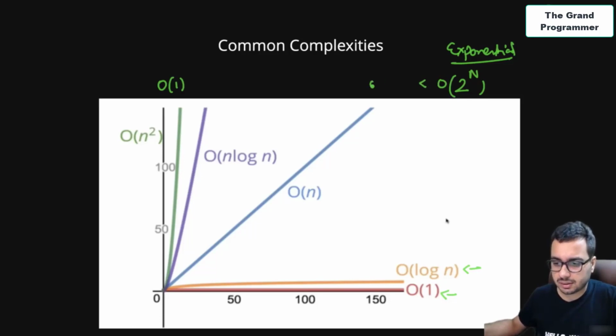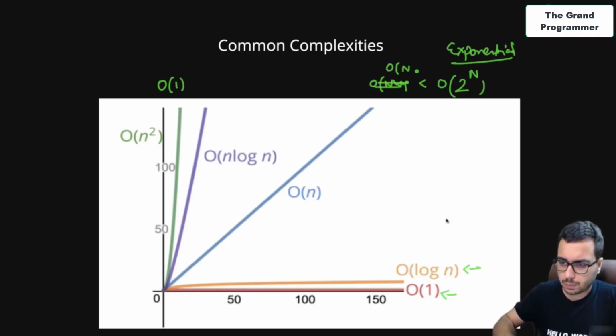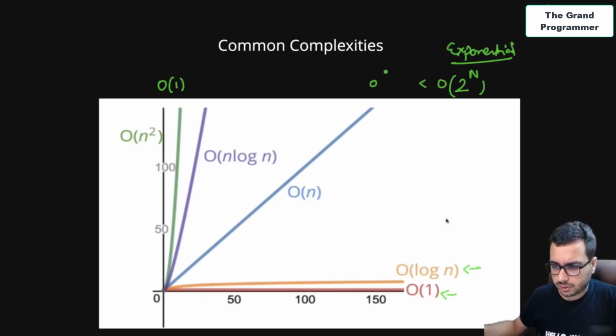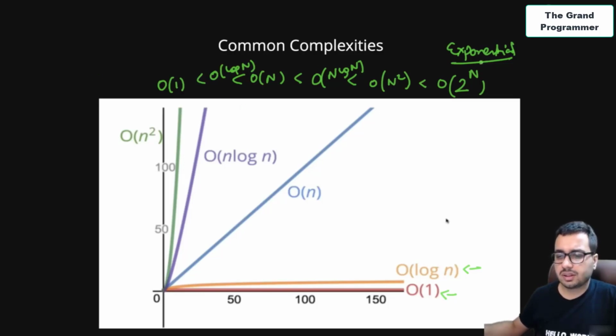In between you will find order of n square, which is better than 2 raised to the power n. We have order of n log n, which is better than n square. We have order of n, order of log n, and order of 1. So in this order, if you have a problem which can be solved in n cube, maybe using some approach you can bring down the complexity to n square, and maybe using some approach you can bring it down to the order of n log n.